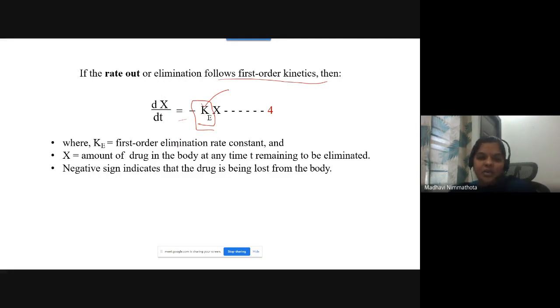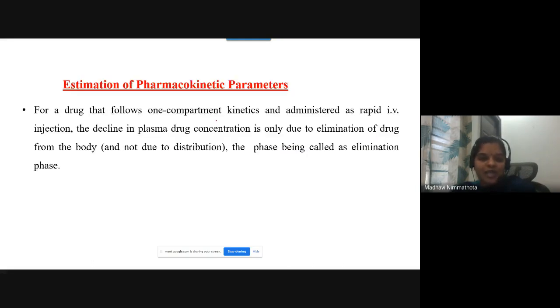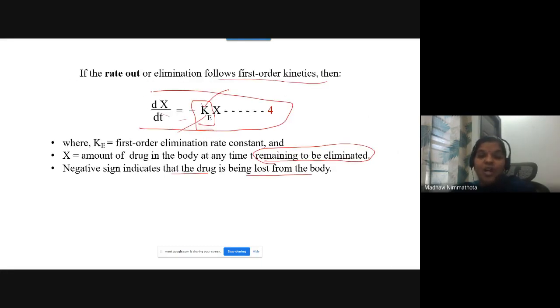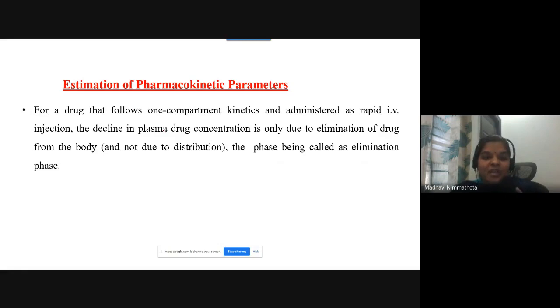Ke is the first order elimination rate constant and x is the amount of the drug in the body at any time t, remaining to be eliminated. The negative sign indicates that the drug is being lost from the body. Why? This is the elimination process; your drug is going to be lost from the body. So that is what dx by dt is equal to minus Ke into x. Estimation of parameters: this is the basic equation of this one compartment open model IV injection. So how will you estimate the parameters by using this IV injection?